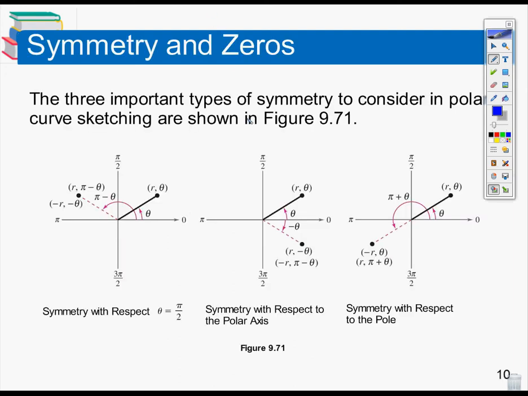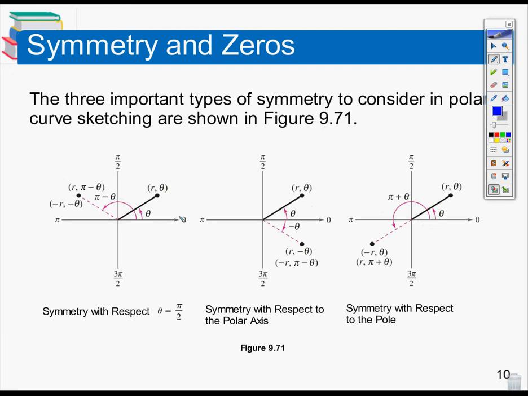All right, now there are 3 different types of important symmetry in polar graphs. It's either symmetry in relation to pi over 2, which is kind of like the y-axis, but in polar coordinates it's pi over 2. Symmetry with respect to the polar axis. So again, this is like with respect to the x-axis. And then lastly, symmetry with respect to the pole. So that's kind of like symmetry with respect to the line y equals x or y equals negative x.